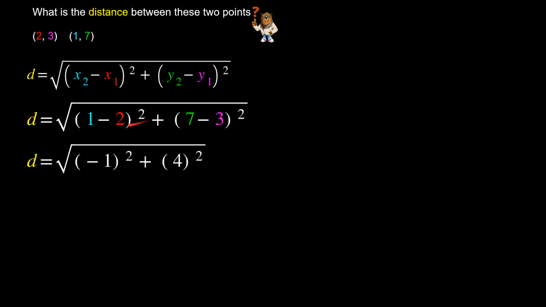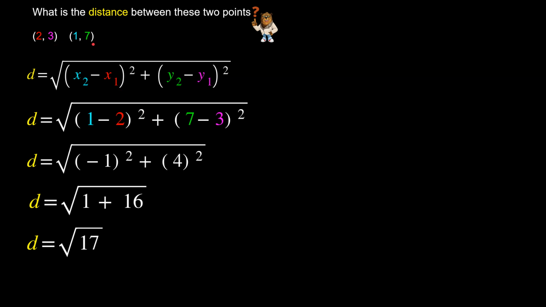1 minus 2, we get -1. And 7 minus 3, we get 4. Then we can square those values. -1 squared would be 1. 4 squared would be 16. And lastly, we can add them up and we get the square root of 17. And we can't simplify that any further, so the distance between these 2 points is the square root of 17.